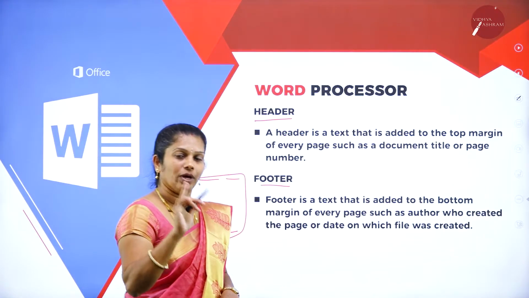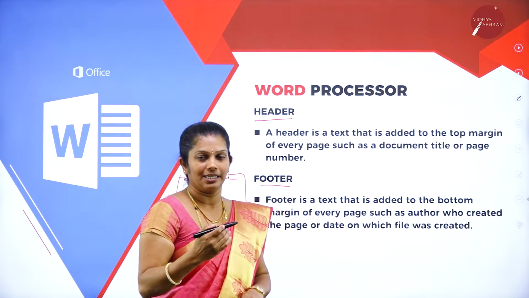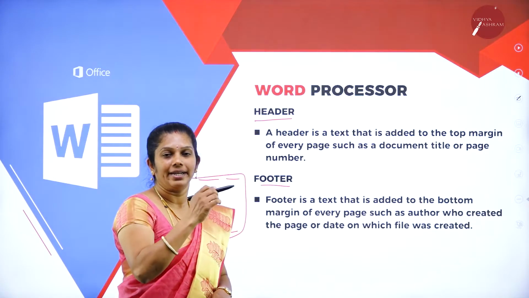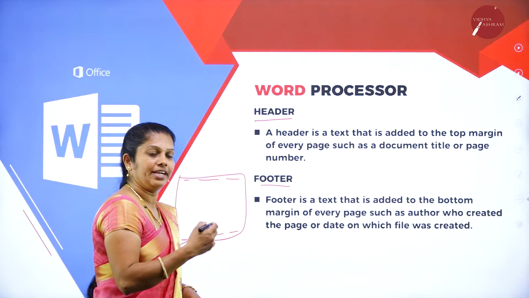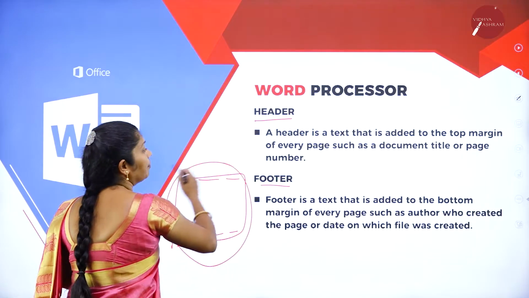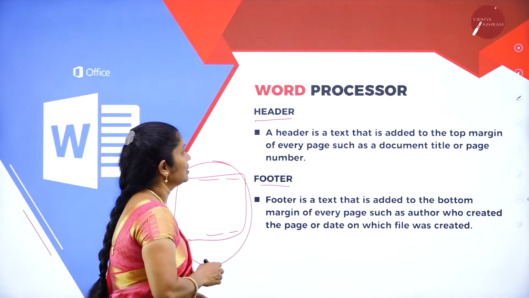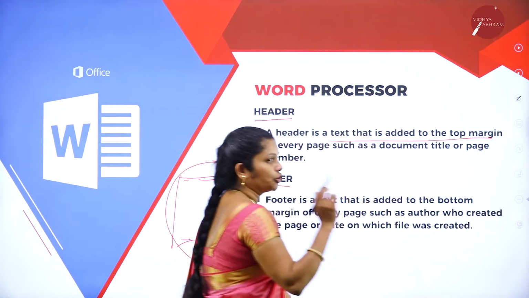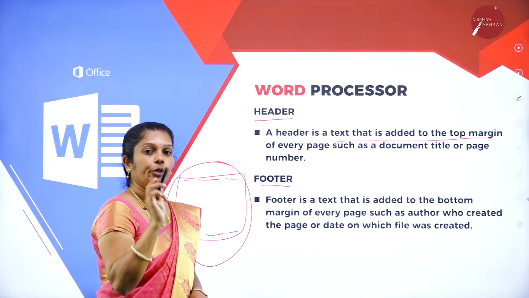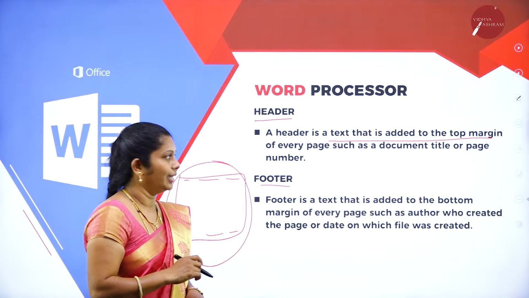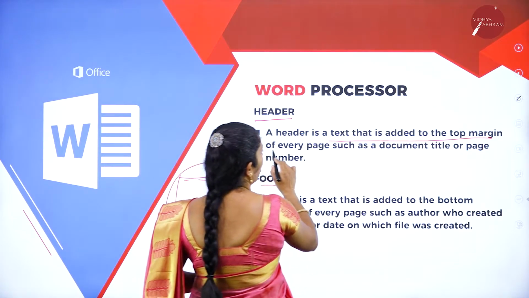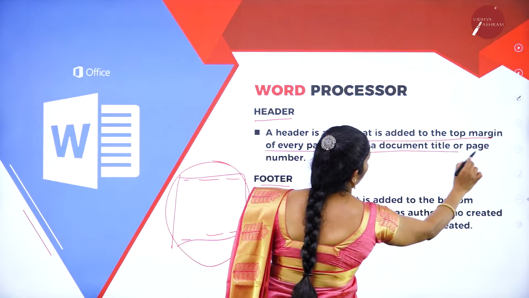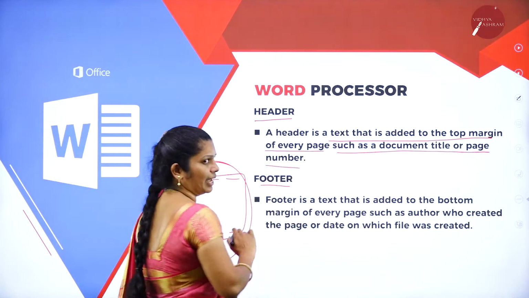For example, consider that in one file you have around 10 pages. Only one time you have to give the header and footer. Automatically the same header and footer will come for all the pages. A header is text that is added to the top margin; there we can insert the header. In the top margin of every page, such as the document's title or page number, anything we can give.